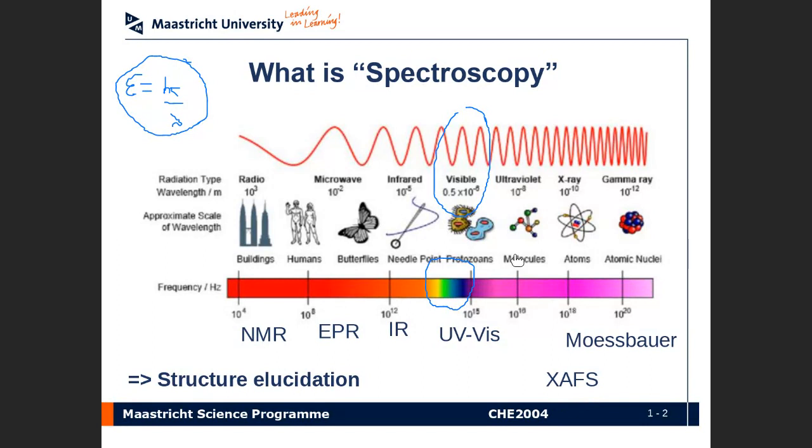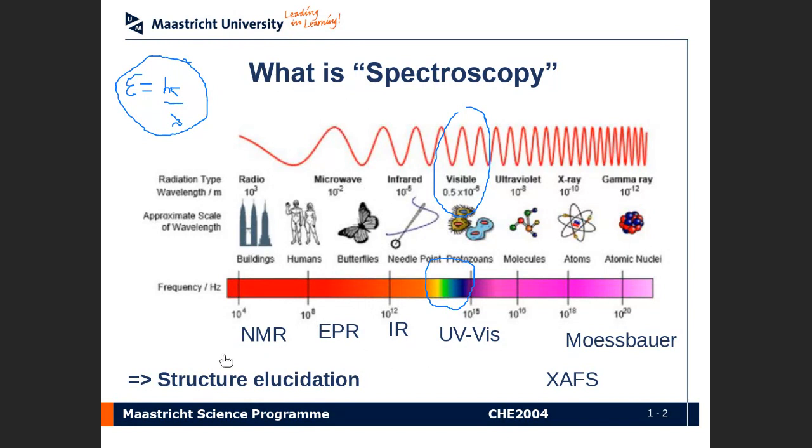Moving a bit down, to the ultraviolet-visible region, where these two overlap, we have UV-Vis spectroscopy, which is something we're going to discuss shortly. And then we move to the infrared region of the electromagnetic spectrum. We have IR spectroscopy. We have EPR spectroscopy, which involves elucidating the structures of radicals, species that have unpaired electrons. Typically for this, you need microwave radiation.